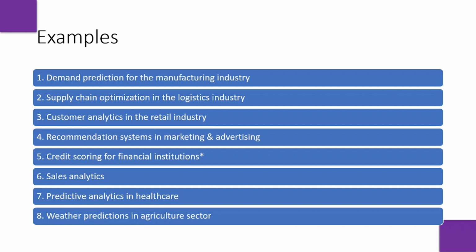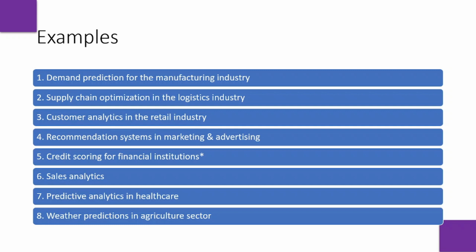Another one is customer analytics in the retail industry. In customer analytics, I've already given you some examples. Another is recommendation systems in marketing and advertisement. Right, like we see on our e-commerce websites, we buy a particular kind of product and they start showing us more products of such types.